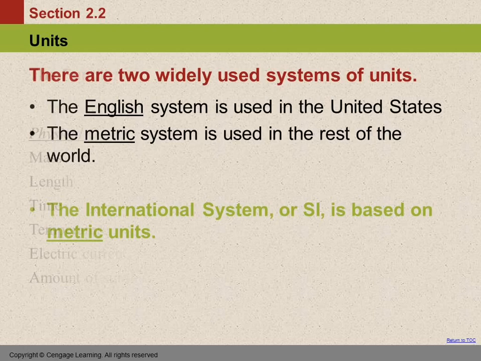Personally, once I learned the metric system, the English system is so much harder to use. I mean, it's just really a stupid system. It's archaic, really. The metric system is very similar to what's called the International System, or SI system, of units, and that's what the scientific community uses. The differences between them are so subtle that it's really not even worth talking about. So as far as this class goes, the SI system and the metric system are one and the same.